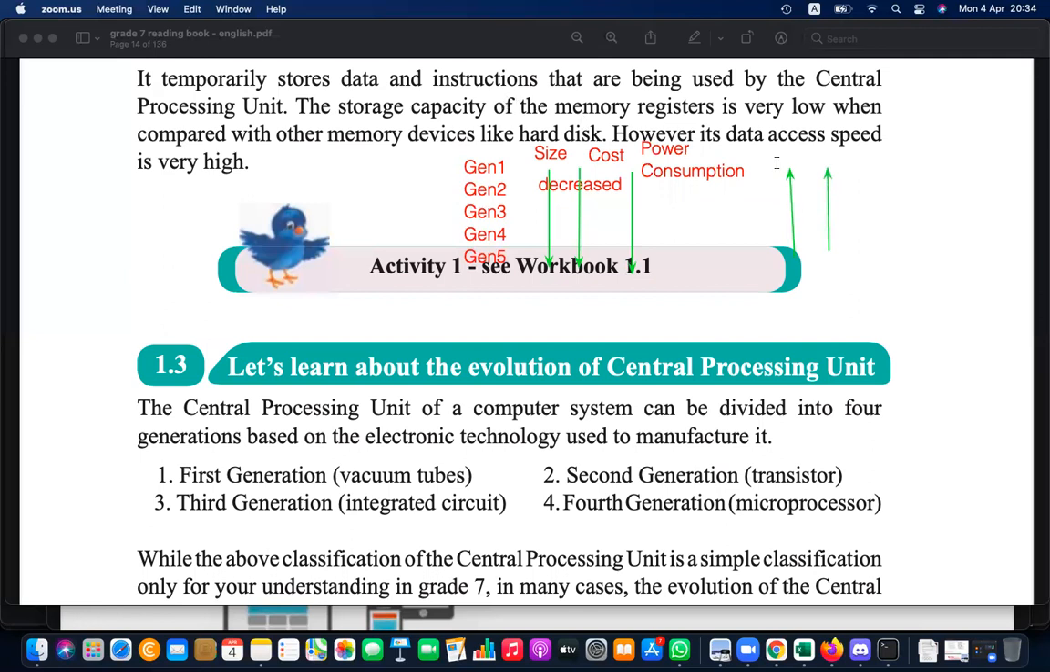Which increased? I'm drawing another arrow. So this is speed. Speed was increased. What else? Performance was increased. Right? So that is the summary of this lesson. Speed and performance were increased. Size, cost, and power consumption were decreased.